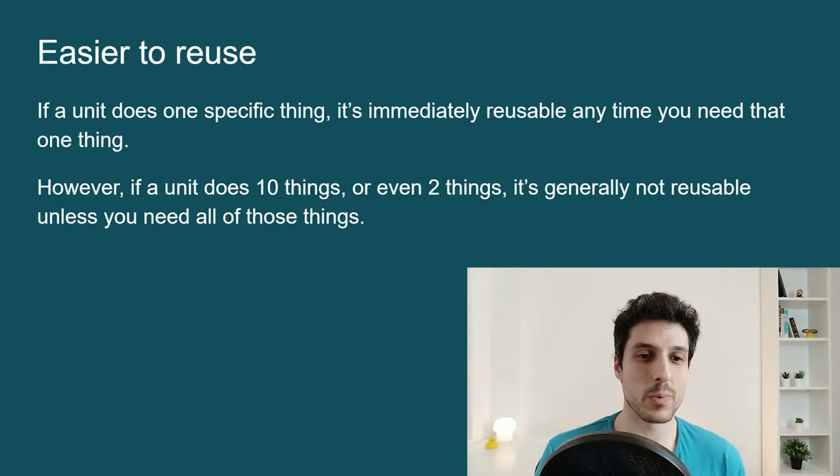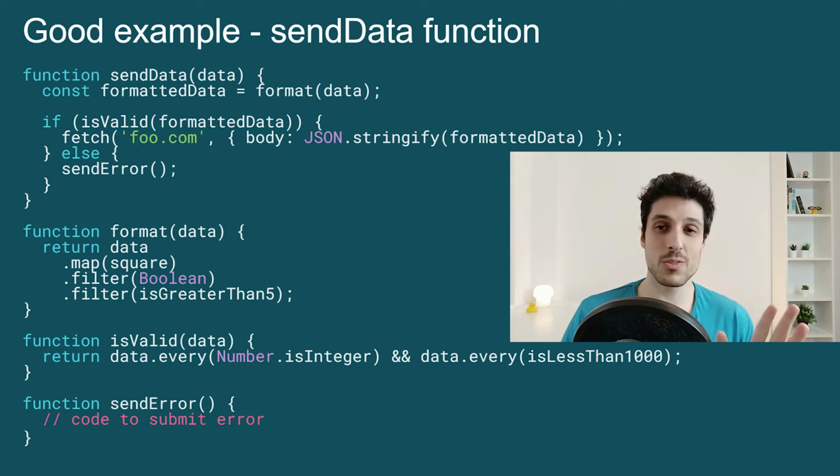And finally, we have the point that smaller units are easier to reuse. And that's because imagine if a unit does one thing and one thing only, then you can reuse it immediately anytime you need that one thing. But if a unit does 10 things or even 2 things, it cannot be reused unless you need all of those things and in that order. So that is why smaller units are better for this reason. So for example, again, if we look at the send data example, if you need to reuse the format function or the isValid function anywhere else in your code base, then you can. But if they were in send data, you wouldn't be able to reuse those.